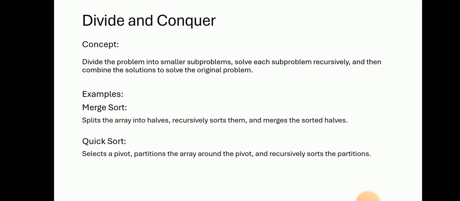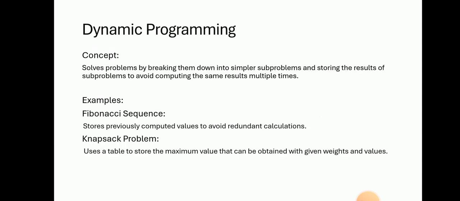Divide and conquer in detail. The concept is to divide the problem into smaller subproblems, solve each subproblem recursively, and then combine the solutions to solve the original problem. Examples include merge sort and quicksort. Merge sort will split the array into half, recursively sort them, and merge the sorted halves. Quicksort selects a pivot, partitions the array around the pivot, and recursively sorts the partitions.